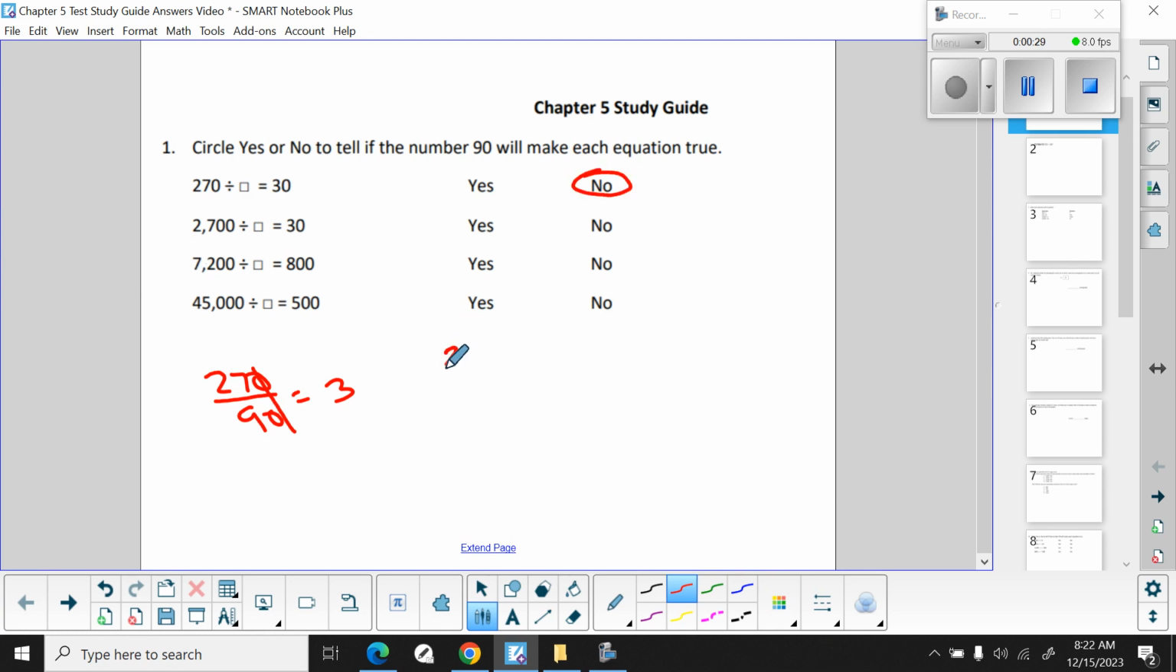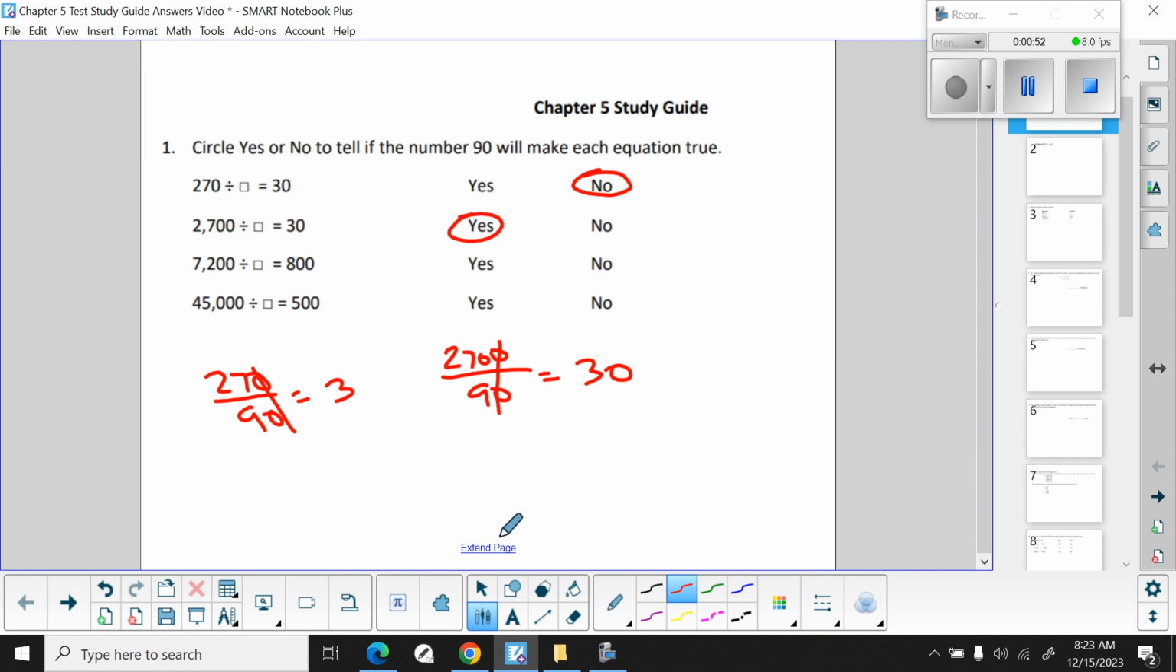Second one, 2,700 divided by 90. Cross out my zeros. It's really not crossing out zeros, it's really dividing by 10. So you get 270 divided by 9. So 27 divided by 9 is 3 with a 0 at the end. So that one is a yes. 2,700 divided by 90 is 30.